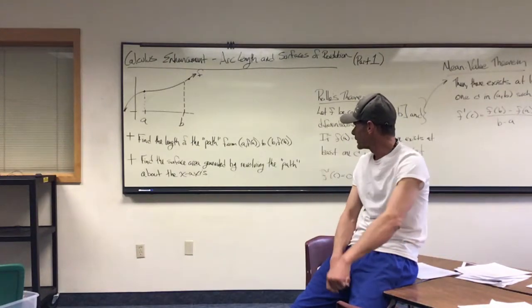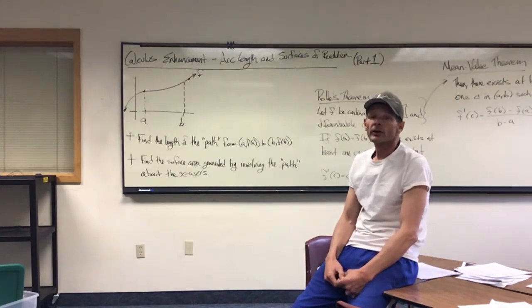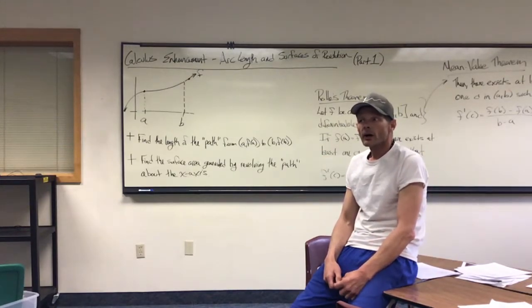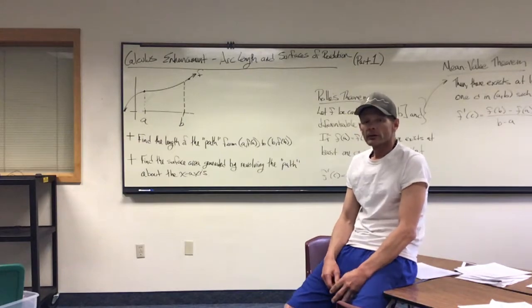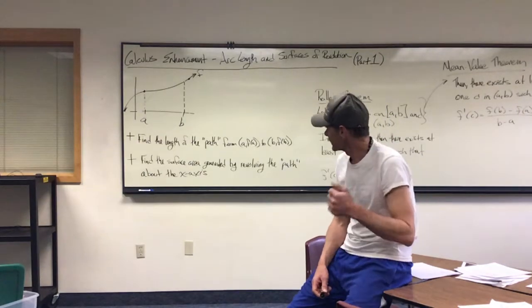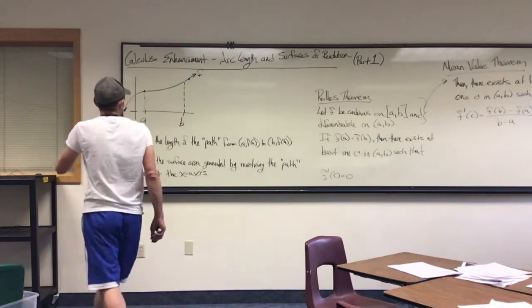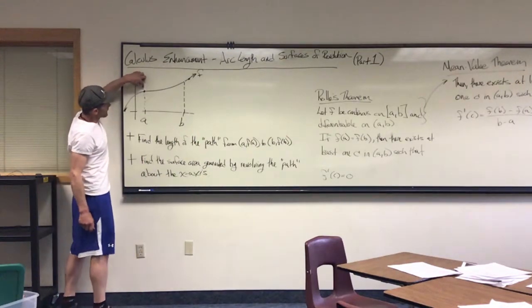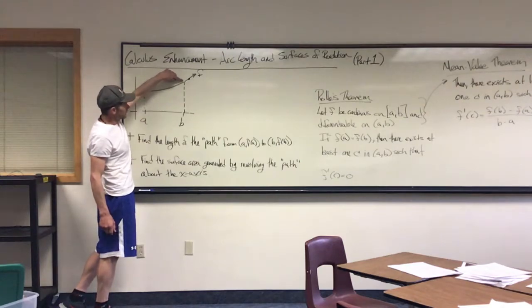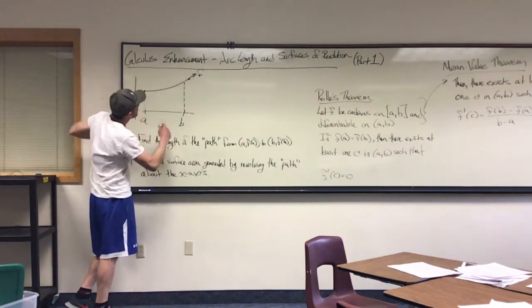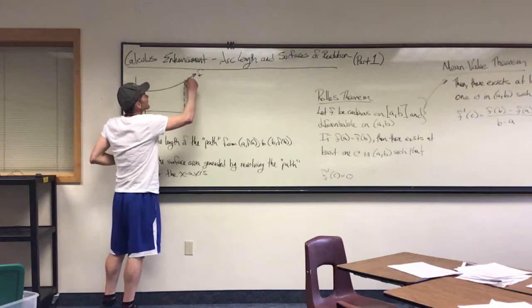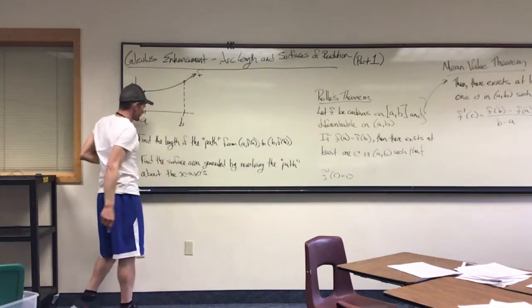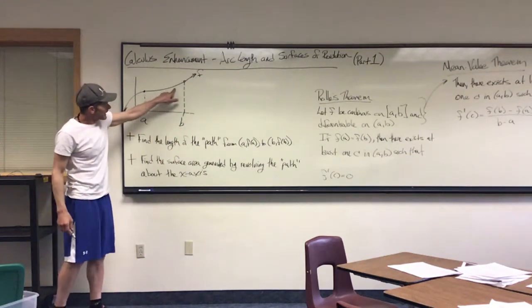So this is part one, and in this we're going to talk about how we go about deriving the formula to find arc length, right? So this is kind of the idea here. I call it a path. To find the length of the path of f from A to B. Alright, so how do we find this path?